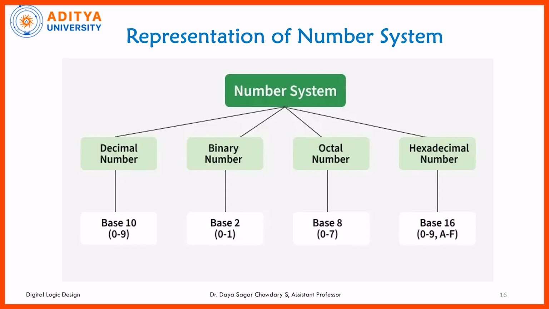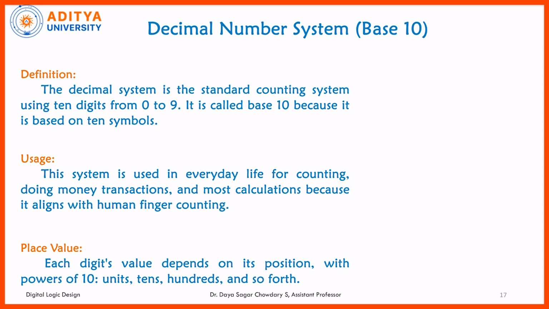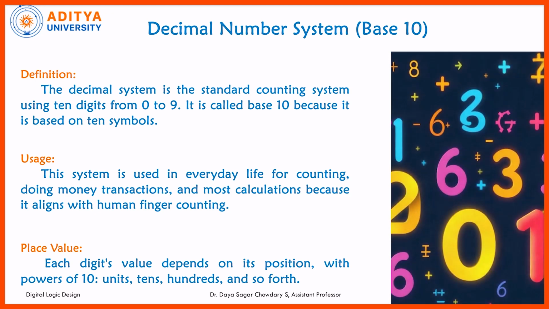So these are the commonly known number systems in our representations. Now let us come to the point. This is the decimal number system. Mostly we follow 10 as a base. The definition: the decimal system is the standard counting system using 10 digits from 0 to 9. 0 is a symbol and 9 is a symbol, and in between all these are symbols. We count 0, 1, 2, 3, 4 up to 9. It is called base 10 because it is based on 10 symbols.